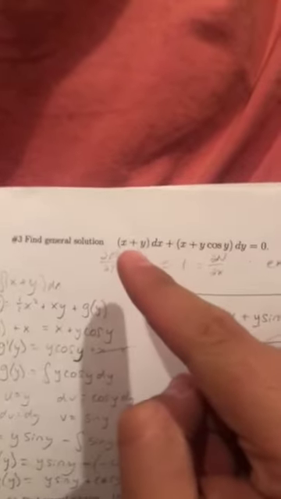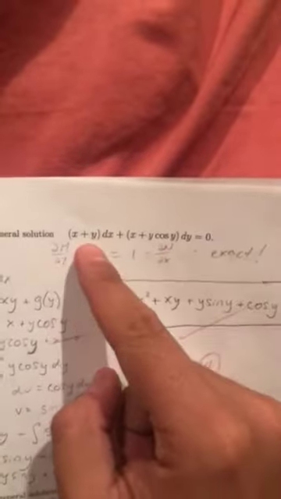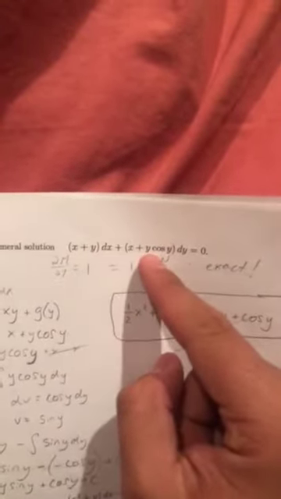So the partial derivative of M with respect to y, is that equal to the derivative of N with respect to x? Well, the derivative of x + y with respect to y is equal to 1, and the derivative of x + y cos y with respect to x is equal to 1. Since these are equal, it's exact.